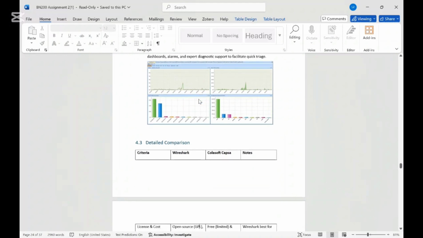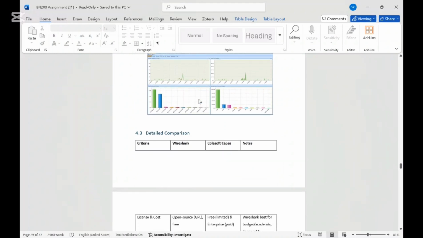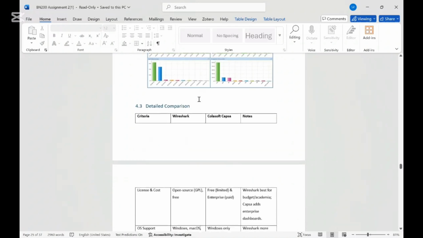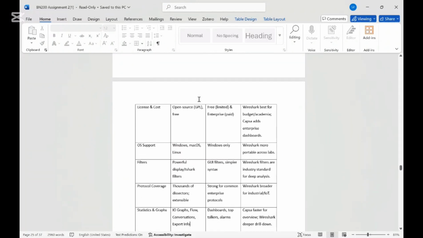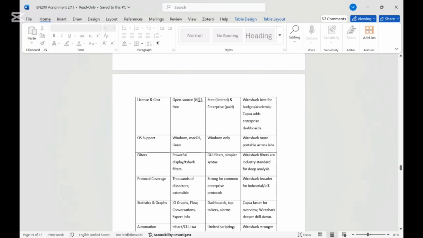They further validate changes such as migrations or firewall updates by comparing before and after captures. Additionally, they serve as powerful training tools, offering engineers and students real life insights into protocol behavior.